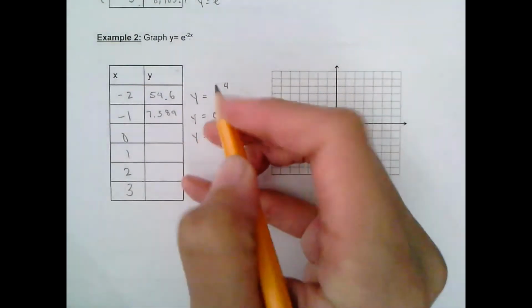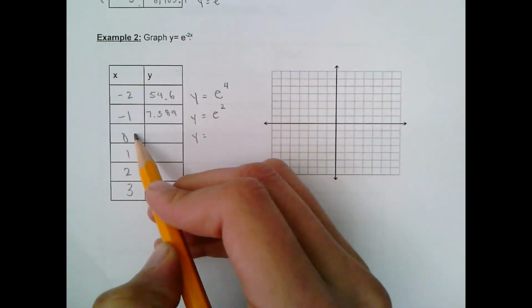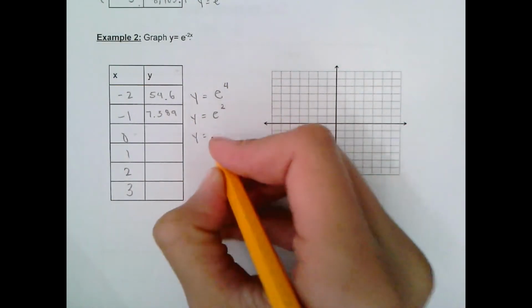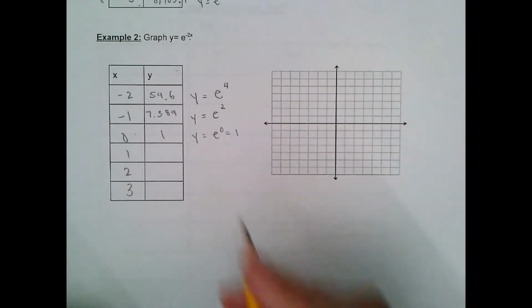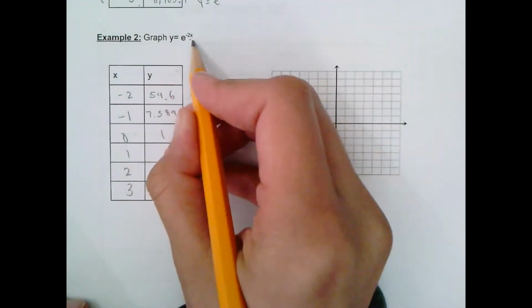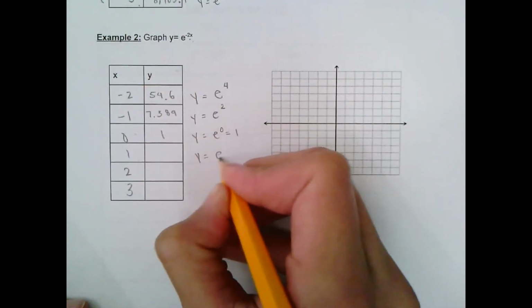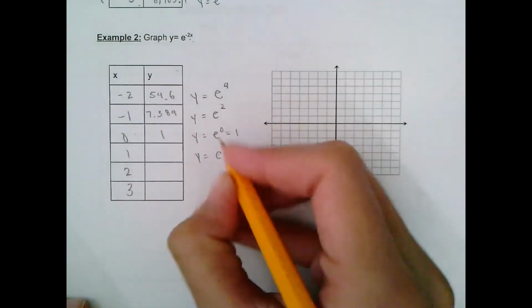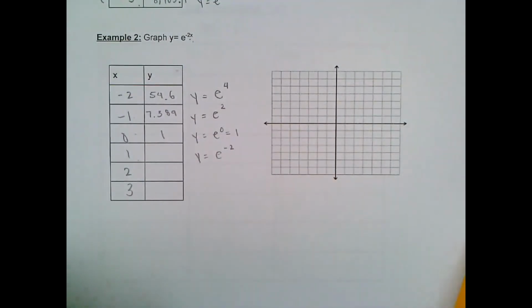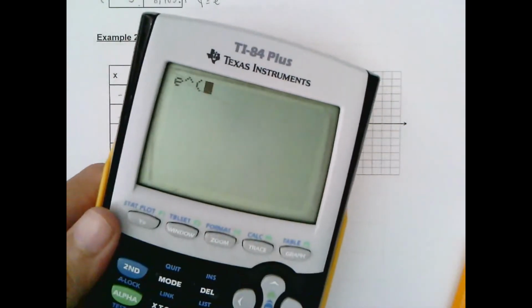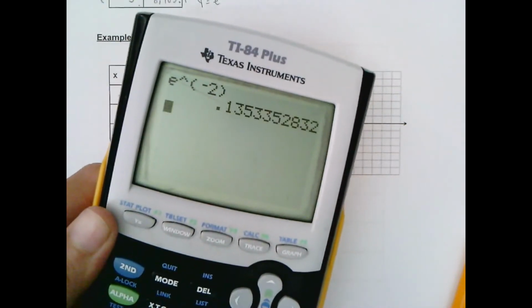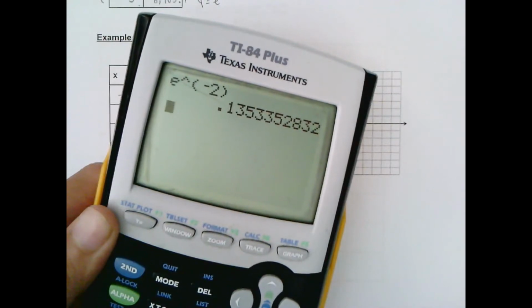Next up, y equals e to the negative 2 times 0. So negative 2 times 0, that's just e to the 0. You just get 1 here. All right, let's plug in 1 into my function. So y equals e to the negative 2 times 1 is e to the negative 2. Using my calculator, let's figure out what e to the negative 2 is. It's about 0.1353.